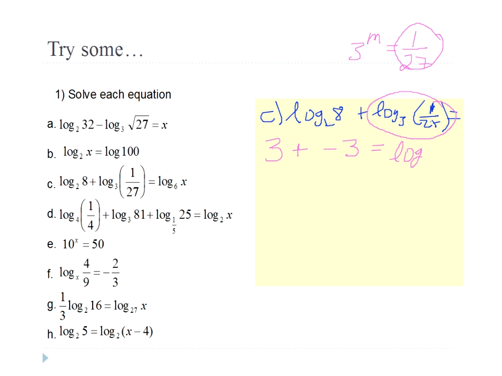And this equals, on the right-hand side, log to base 6 of x. So on the left-hand side, I have 0. Again, there's nothing else for me to do in log form, so I'm going to go to exponential. 6 to the 0 equals x. Anything to the 0 is a 1. X equals 1.